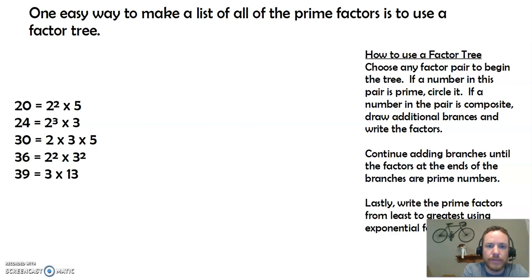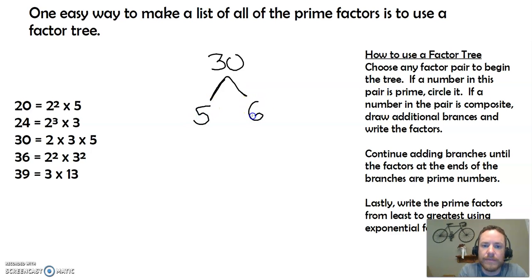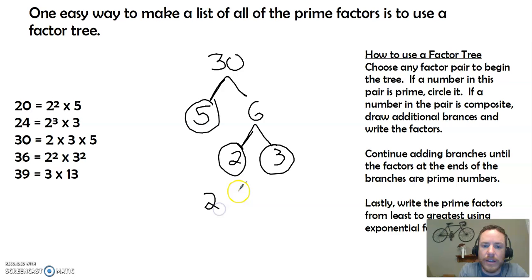Let's check out 30. 30 is composite, so it needs branches. I would do 30 as 5 times 6. 5 is prime. 6 is not. 6 is 2 times 3. Both of those are prime. My factors are 2 and 3 and 5. And there are no repeats, which means I'm not going to use any exponential form. Let's try 36.